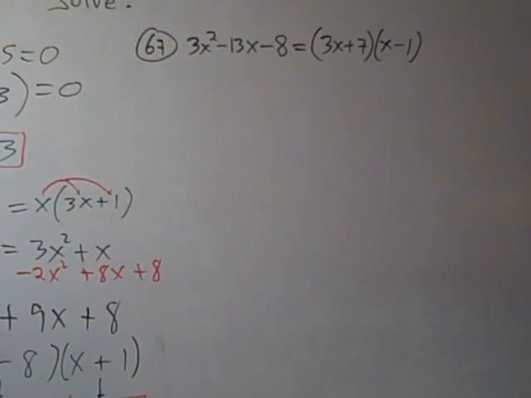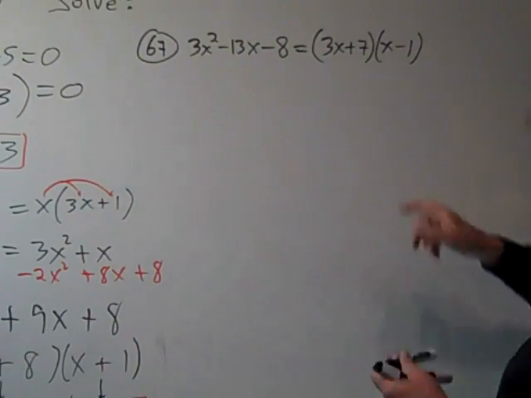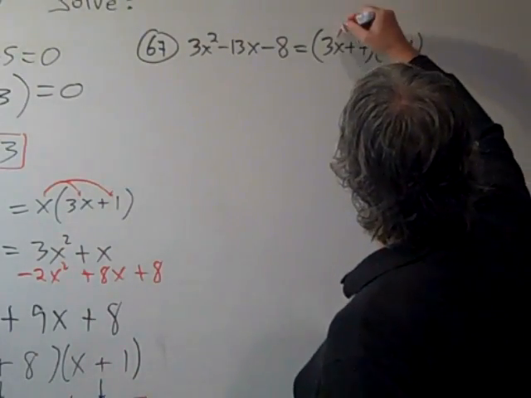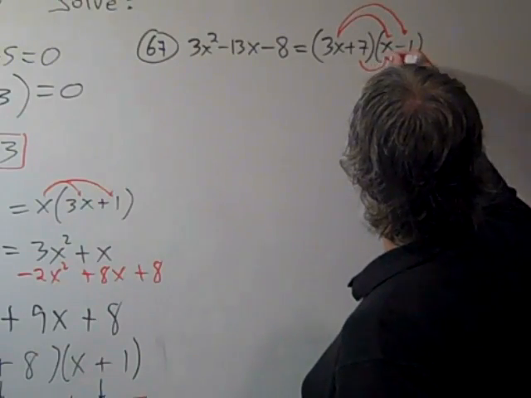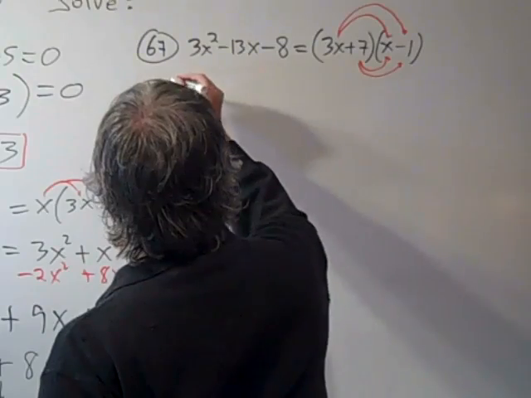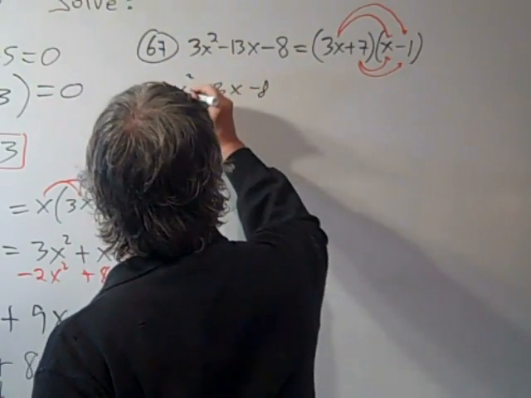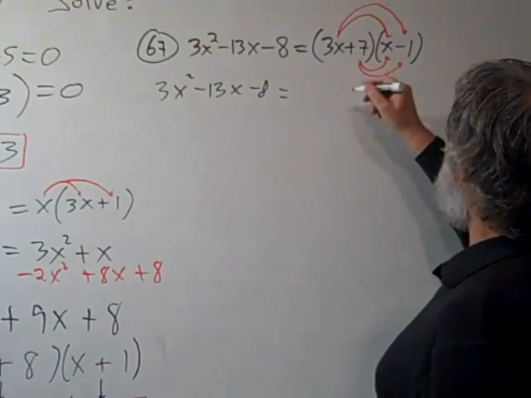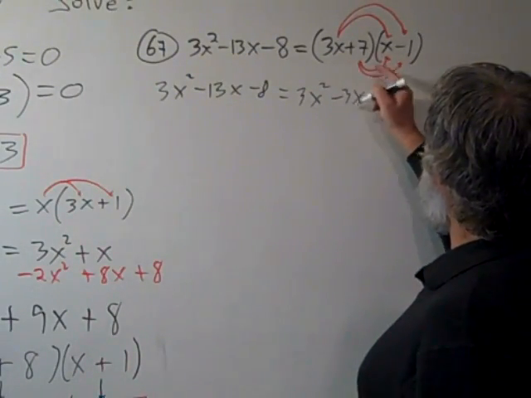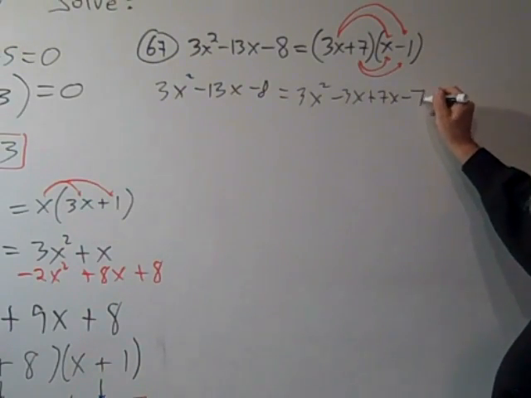And 67, we have some work to do. Foiling out the product of binomials here on the left. So we have 3x times x and 3x times negative 1 and 7 times x and 7 times negative 1. So what we get here is 3x squared minus 13x minus 8 equals 3x times x is 3x squared. 3x times minus 1 is minus 3x. 7 times x, 7x. And 7 times negative 1 is negative 7.